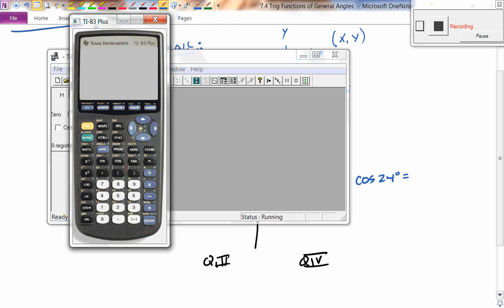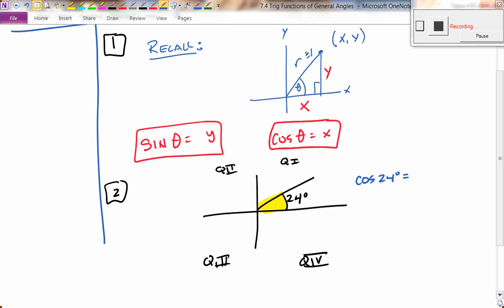Okay, so now hit second quit. So now I'm going to ask, what is the cosine of 24 degrees? And we're going to round to 3 decimal places. So my calculator screen is showing 0.914 if I round up. Is that what you guys got? Okay, let's write that part down. So the cosine of 24 degrees is 0.914. Just keep that as a reference, all right?